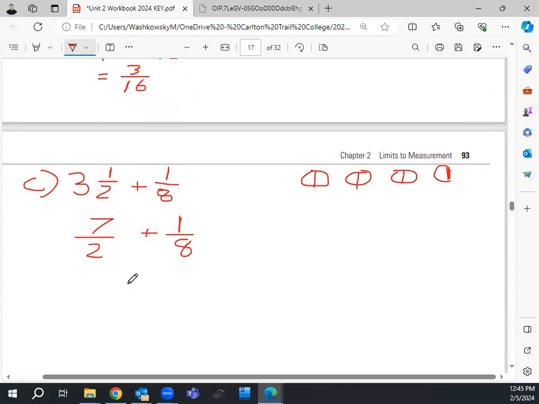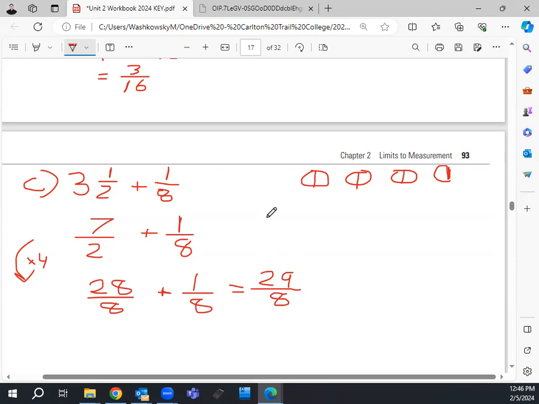And now I solve it the exact same way, which is, I need to get the same denominator. I need to get the smaller one to the bigger one. How can I do that? Well, 2, 4, 6, 8. I just need to times this whole thing here by 4. So 7 times 4 is going to give me 28. 2 times 4 gives me 8, which is exactly what I wanted. Plus 1 over 8. It's going to give me 29 over 8.